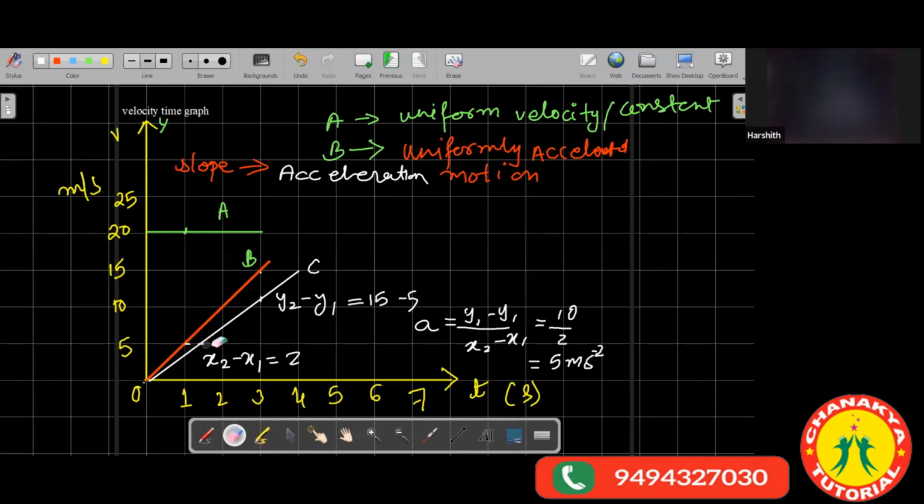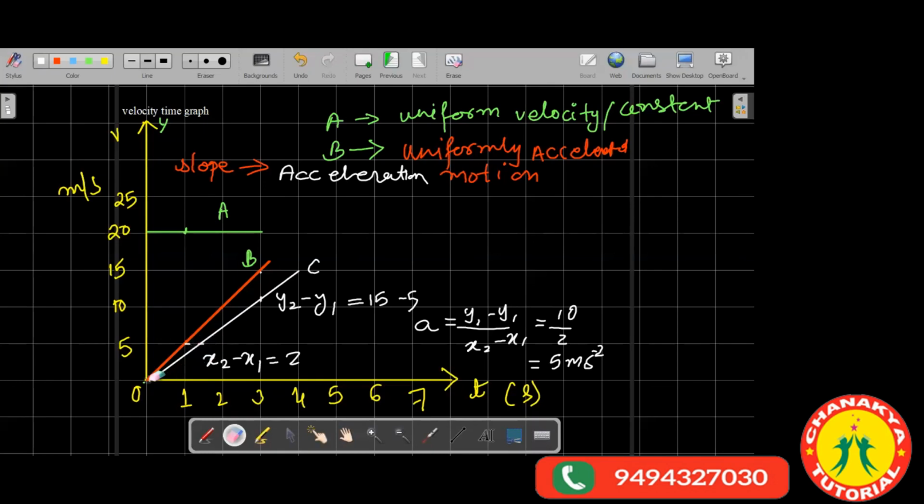So 5 to 15? Or else you can take the whole also. No, not from 5 to 15. For part C, you have the available points at 0 and 15. Those are the points you can easily read from the graph.